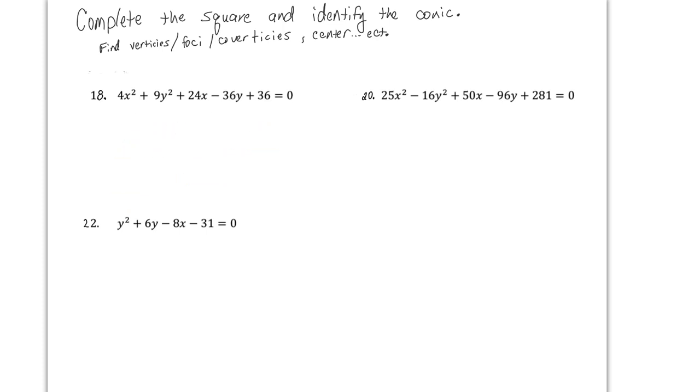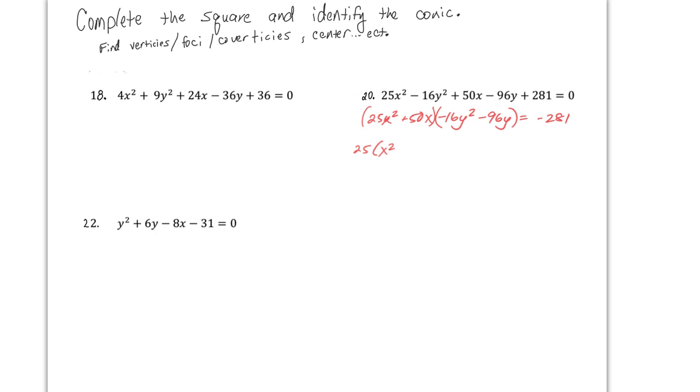In problem number 20, again, we're going to do the same process. I see an x squared and a y squared, so I know it is an ellipse or a hyperbola. So x squared plus 50x minus 16y squared minus 96y equals negative 281. Again, I'm going to group my x's and my y's, so I'm going to pull out the GCF of the x's.